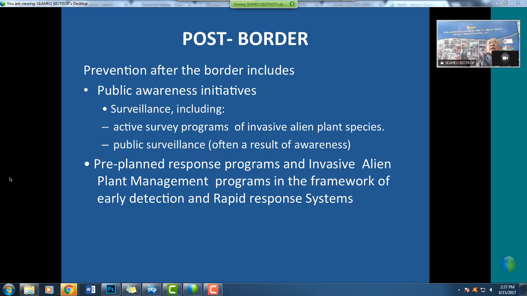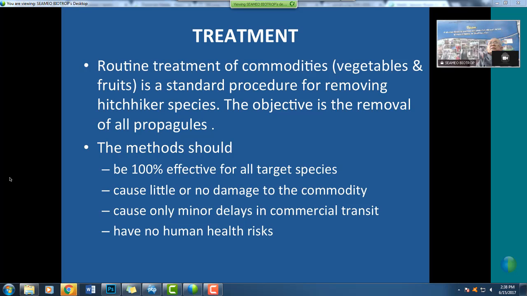Post-border, and this is most of the case in our countries. And treatment, of course, we have to have a good method on the treatment to kill the invasive alien plant species. 100% effective. It causes little or no damage to the community, causes only minor delay in the commercial trade, and has no human risk.